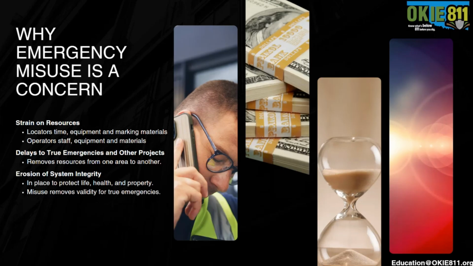A huge thing that we also need to communicate here is that this erodes the system's integrity, right? This is in place to protect people's life, health, property, right? True emergencies that could have life-altering effects overall. And so false emergencies are being sent in, and those are being addressed while something else is occurring that needs to be addressed. This starts to remove the validity of a true emergency.